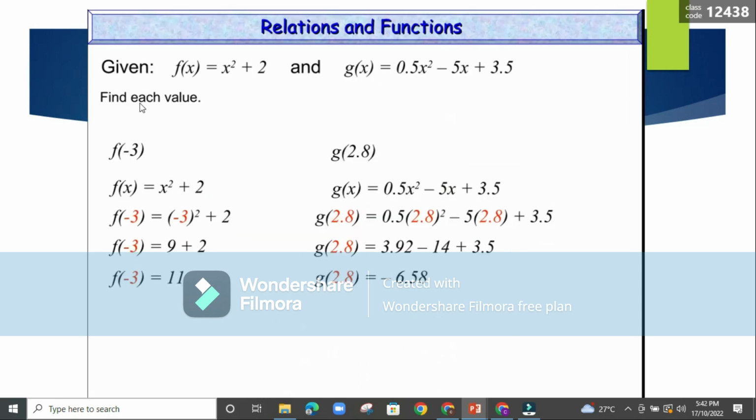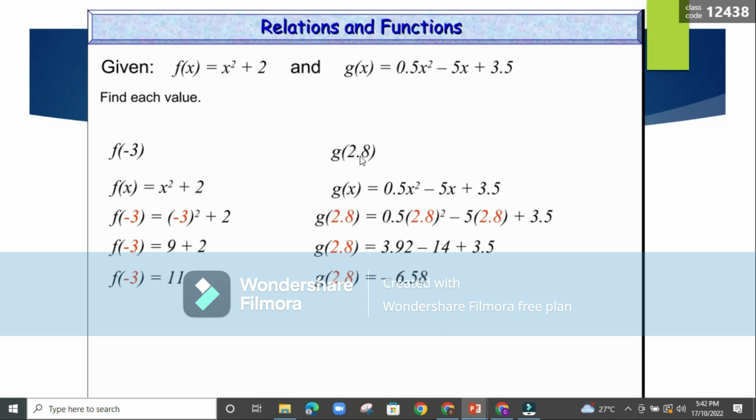Now, given f of x is equal to x squared plus 2 and g of x is equal to 0.5x squared minus 5x plus 3.5, find each value. If you're asked to find f of negative 3, since we're talking about f, we will be using this function. So you will write f of x is equal to x squared plus 2. Since negative 3 is the input, you are going to replace x with negative 3. It is equal to negative 3 quantity squared plus 2. Negative 3 quantity squared is 9. Then copy plus 2. 9 plus 2 is 11. Therefore, f of negative 3 is 11.